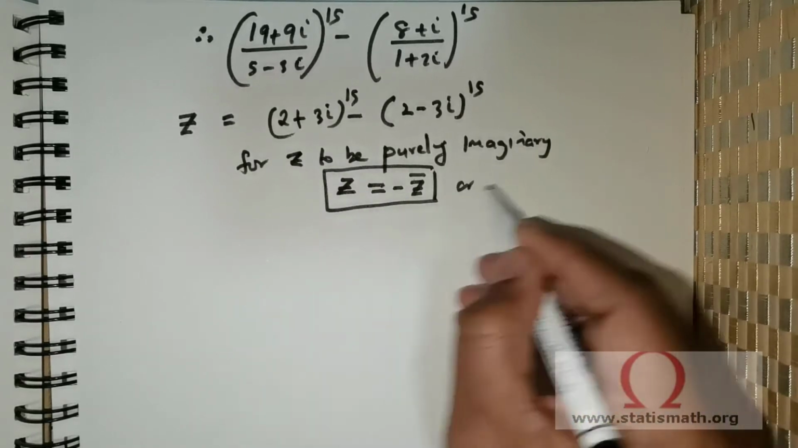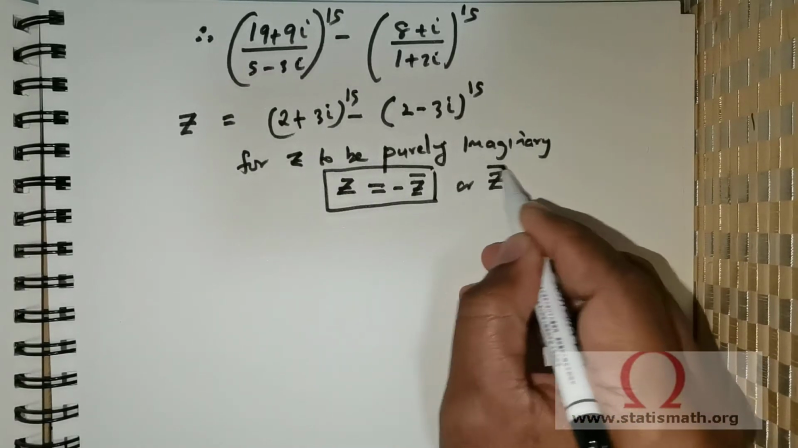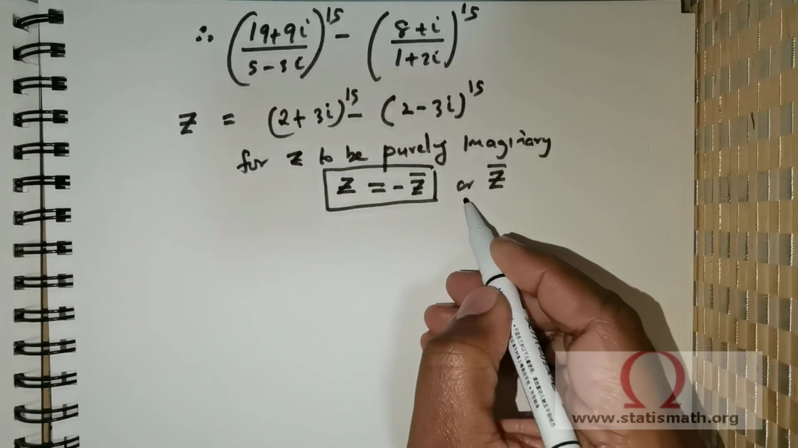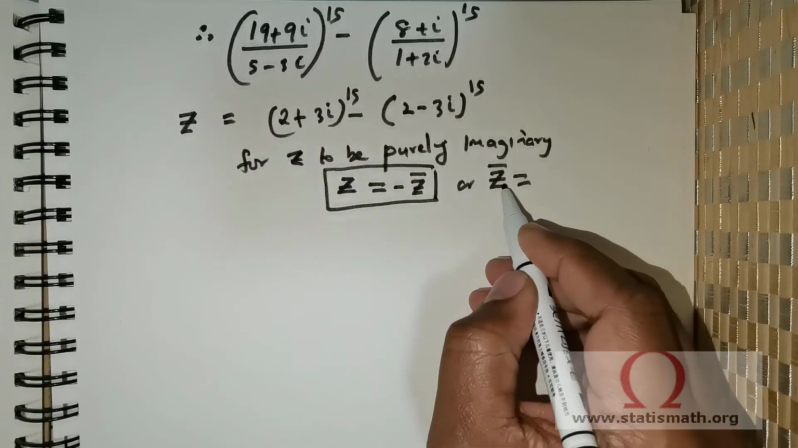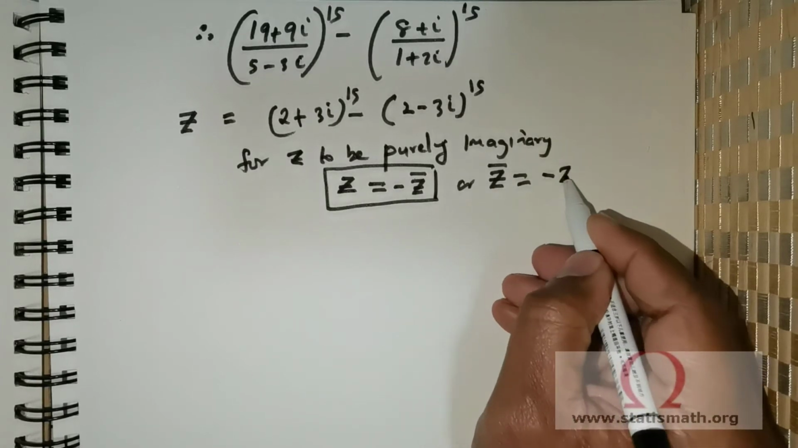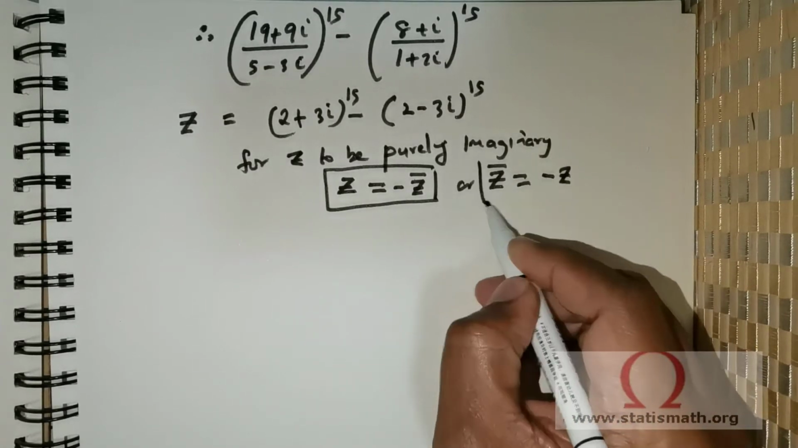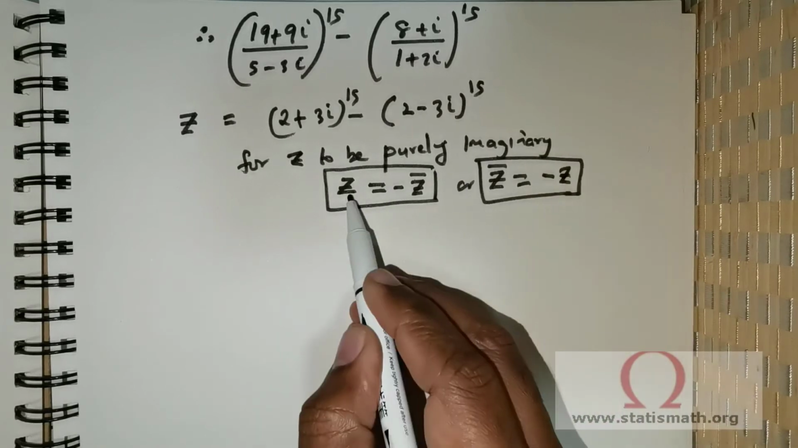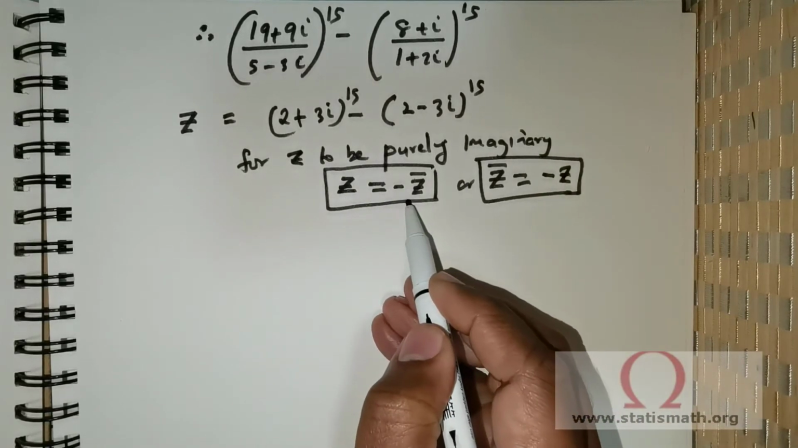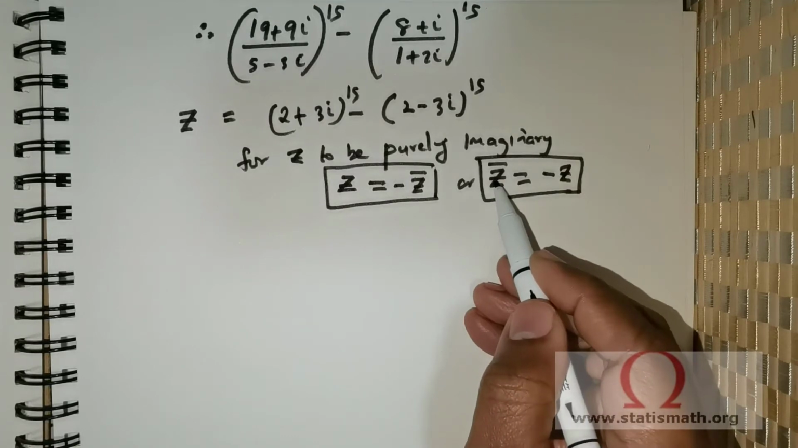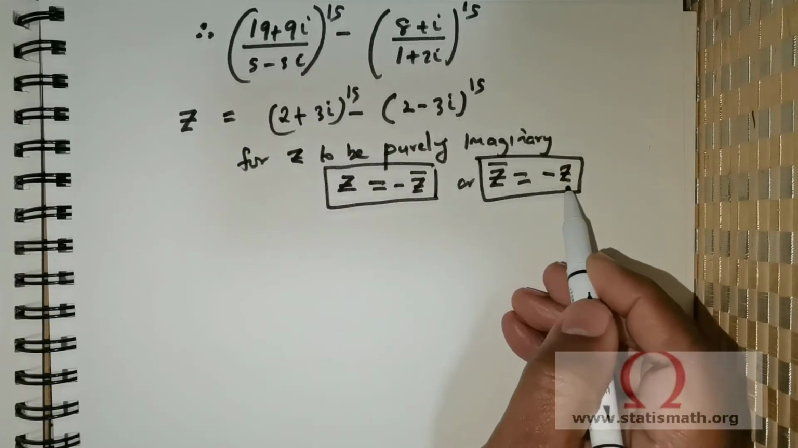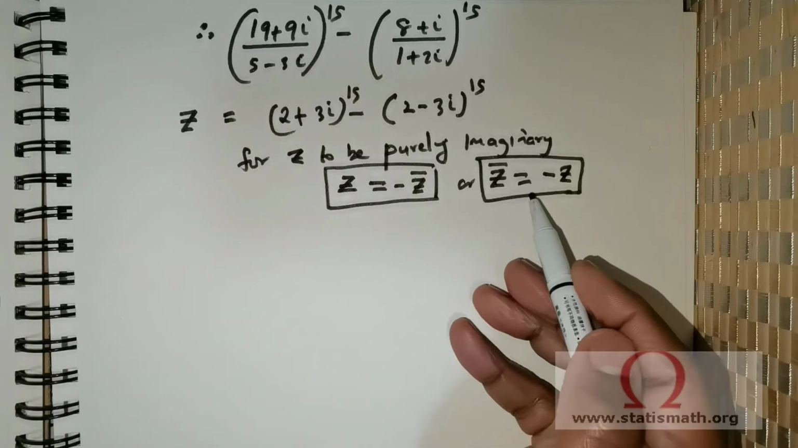Or on the other end, if you want to show the other way, you can also show that z is equal to negative z bar, or you can show that the conjugate of z, that's z bar, is equal to negative z. So either you can show this or you can show that.